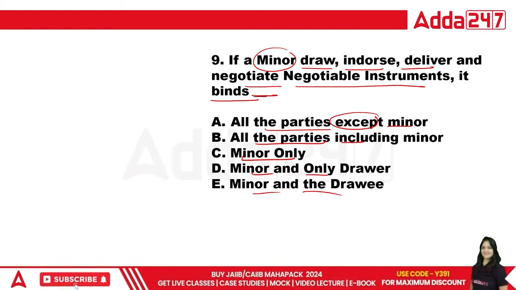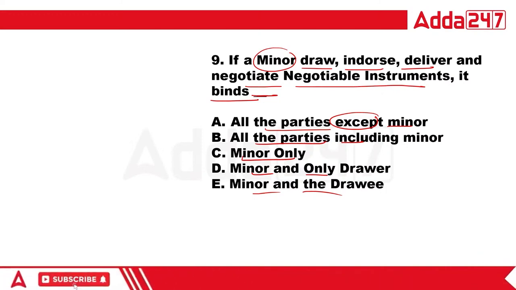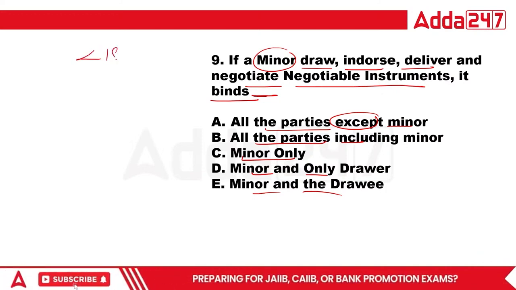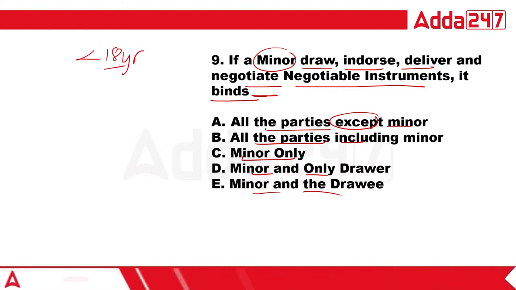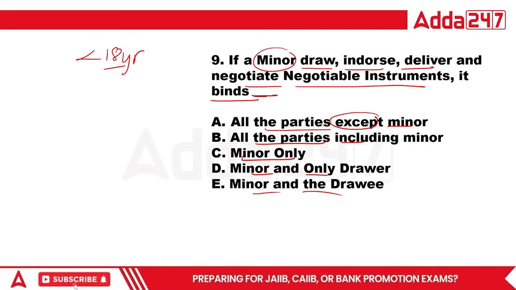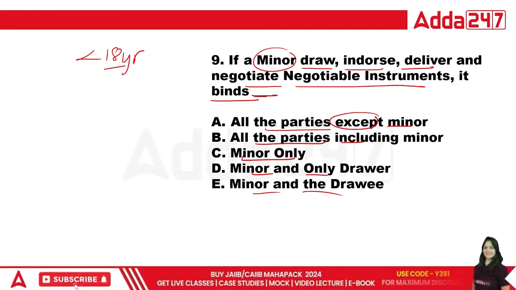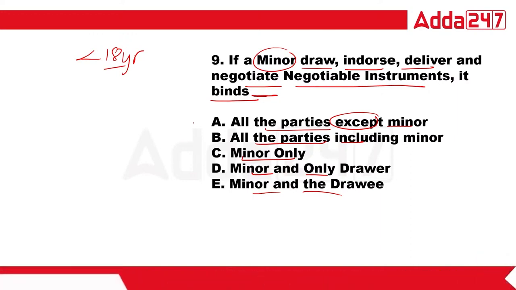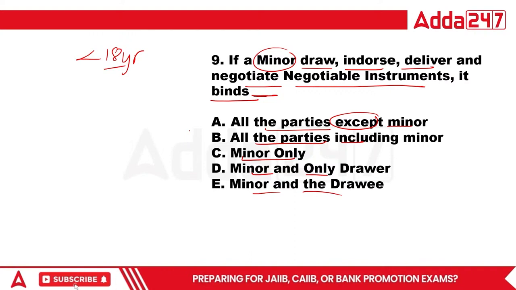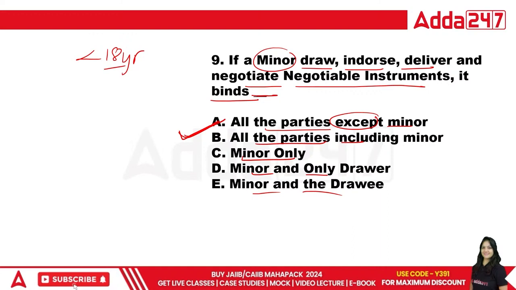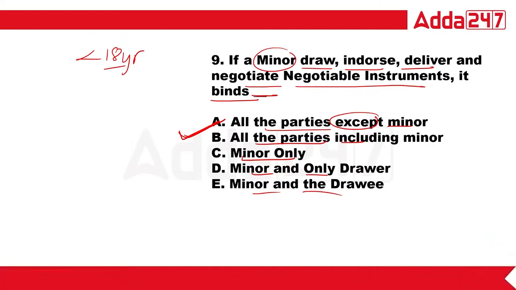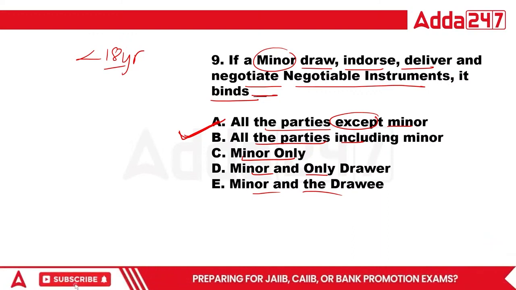This is a very good question. Minor means a person who is below 18. Below 18 is always a minor. Endorse, deliver, negotiate the negotiable instrument, it binds whom? Whether the minor will be liable or not. The minor is absolutely not liable. So for the ninth one, the right answer is all the parties except the minor. So A will be the right answer for this question.